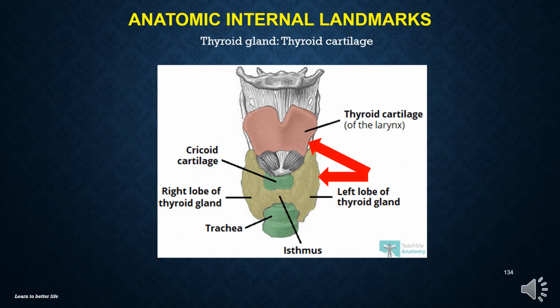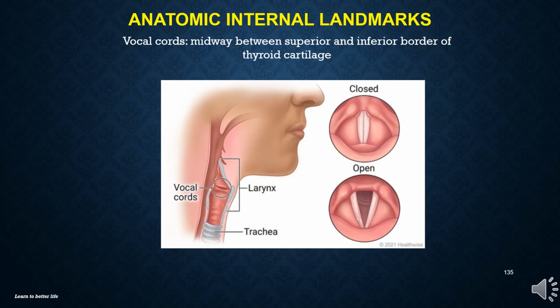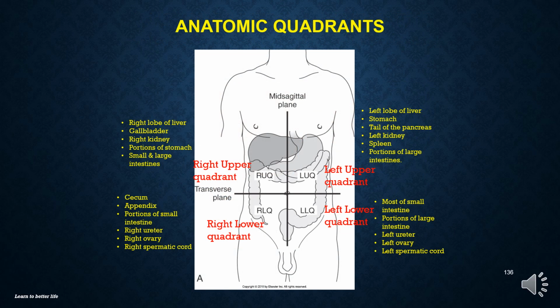Thyroid gland is below the thyroid cartilage. Vocal cords are midway between the superior and inferior border of the thyroid cartilage. There are 4 anatomic quadrants: right upper quadrant, left upper quadrant, right lower quadrant, left lower quadrant.